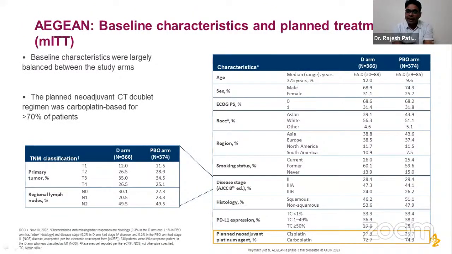If you look at the baseline characteristics and planned treatment, the baseline characteristics in both groups were quite well matched. In the planned neoadjuvant platinum agent, cisplatin was given in 27% of the patients and around 70% received carboplatin. So most of the patients received carboplatin as the chemotherapy backbone.